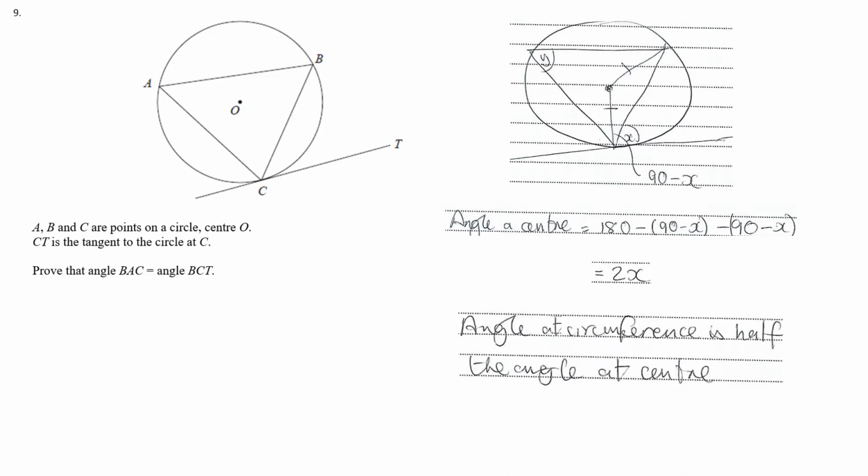And then I said the angle at the circumference is half the angle at the center. So if the angle at the center is 2x, the angle y must be a half of that. So 2x divided by 2 is x. Okay, so that proves that x equals y, or y equals x.